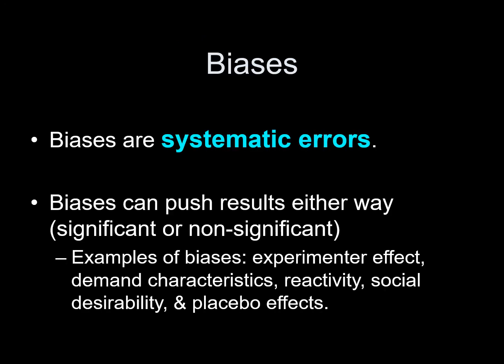Biases are systematic errors, which means that it is happening all the way throughout the entire study. This can really push the results either way, so it can make you make either a type 1 error or a type 2 error. Examples of biases are things like experimental effect, demand characteristic, reactivity, social desirability, and placebo effects.